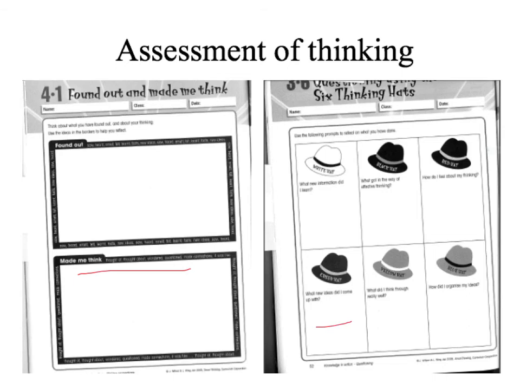And over here in the 6 thinking hats example, what new information did I learn? What got in the way of effective thinking? How do I feel about my thinking? What new ideas did I come up with? What did I think through really, really well? And how did I organise my ideas? Both of these templates help to get students to understand that sometimes we need to work at our thinking.